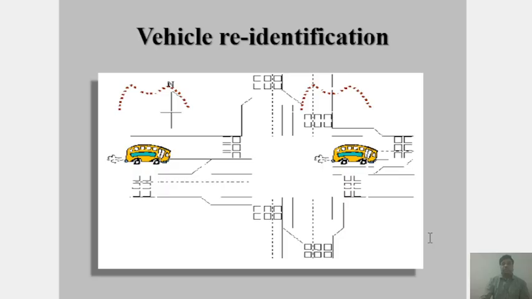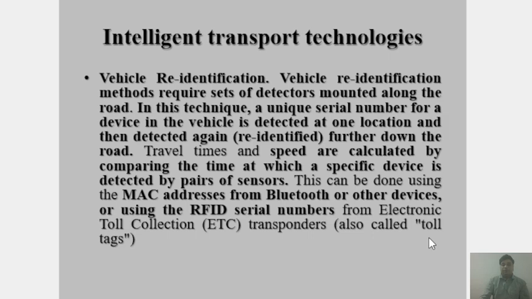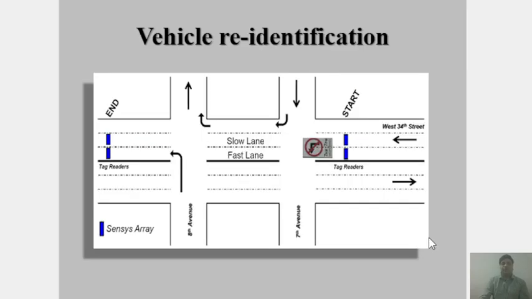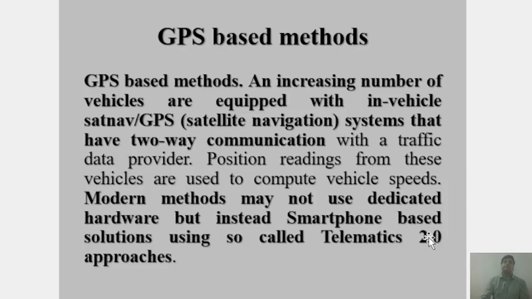So this is vehicle re-identification, where we are able to find out the unique serial number for a device such that it is detected again, and the travel time and the speed are calculated by this method. Again, this is vehicle re-identification. Next, coming to GPS methods.